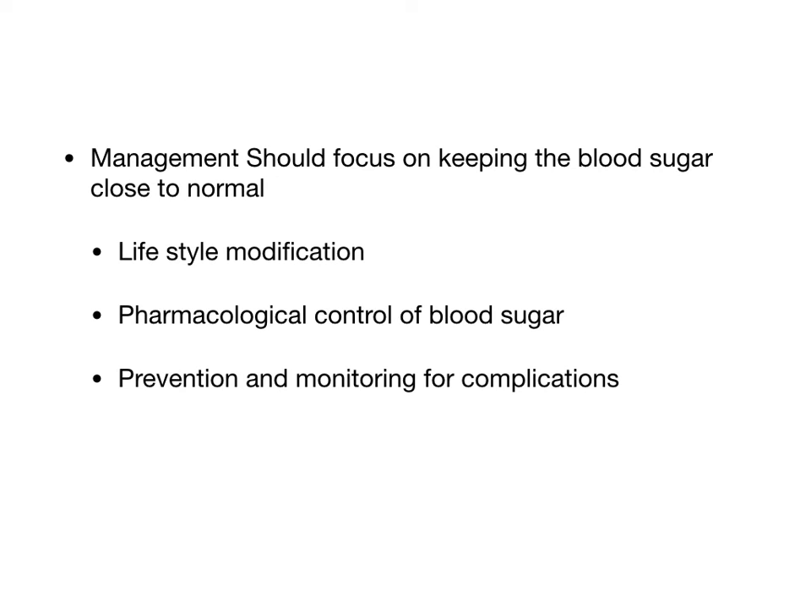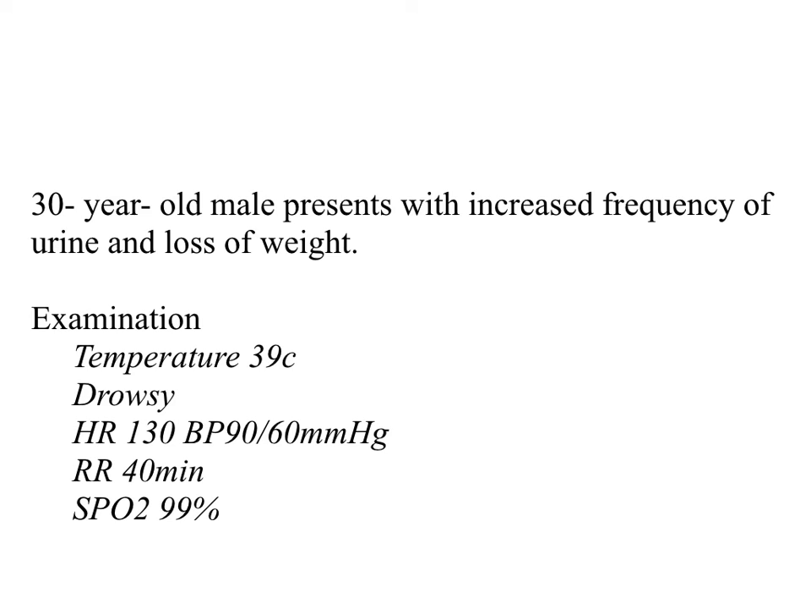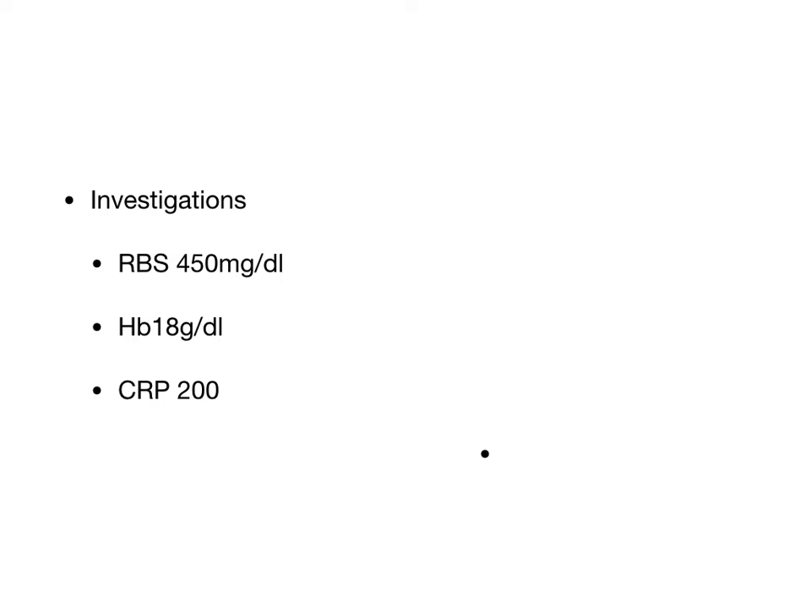Okay, and assume that when you examine this patient, his temperature is 39. He's running a fever and he is a little bit drowsy. His heart rate is 130, blood pressure is 90 by 60 millimeters mercury, and he is breathing fast. He is breathing at the rate of 40 and his saturation is 99. So that is your clinical examination findings. And when you do investigations, you find random blood sugar is very high, 450 milligrams per deciliter, hemoglobin is 18 grams per deciliter, and CRP is 200.